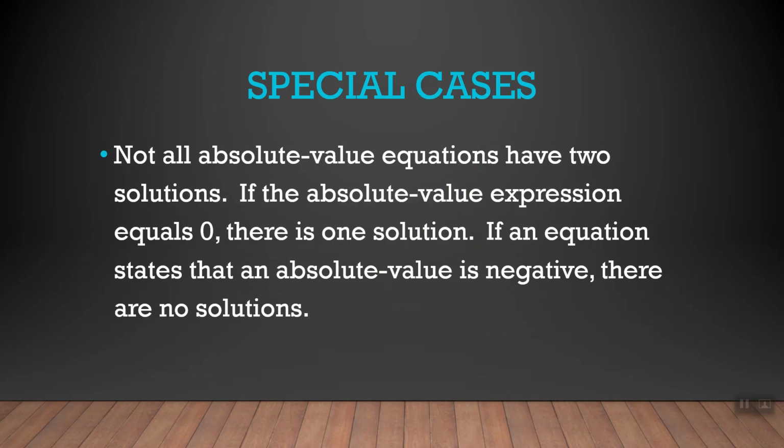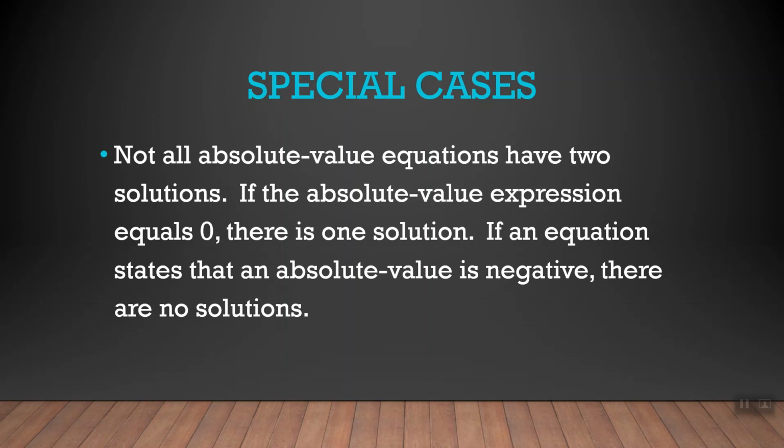So let's talk about special cases. So far, every problem we've looked at had an absolute value that was equal to a positive number, but not all absolute value equations actually have two solutions. So the first case, if the absolute value expression equals 0, there's only going to be one answer. That should make sense. I can't treat 0 as positive or negative, and so I can't really write two equations. I'm only going to be able to write one, therefore just giving me one solution.